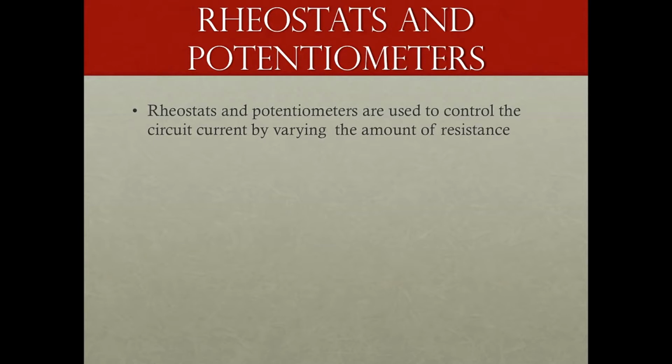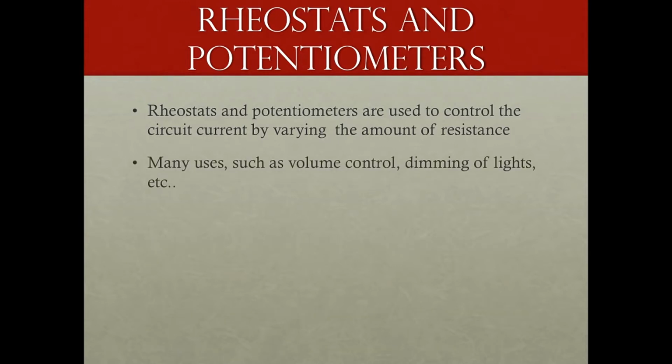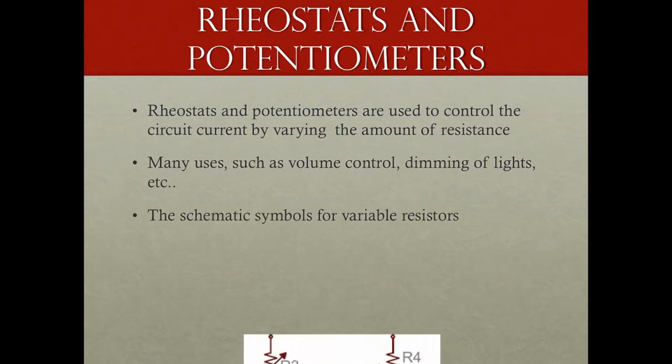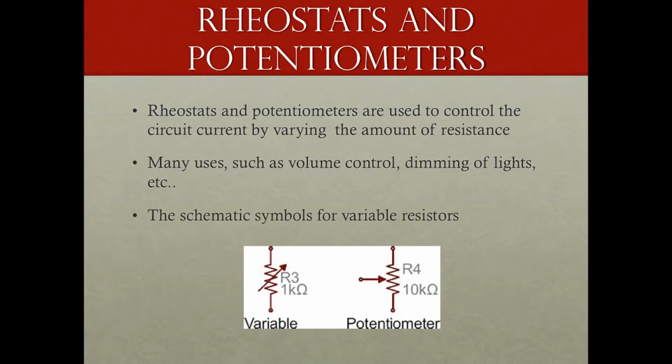Now, rheostats and potentiometers are used to control a circuit current by varying the amount of resistance in there. And many uses: volume control, that's really common, dimming the lights, etc. And here's a schematic symbol for variable resistors. Now, these are just some of them. There are some other alternate schematic symbols for variable resistors as well, but these are probably more common ones.